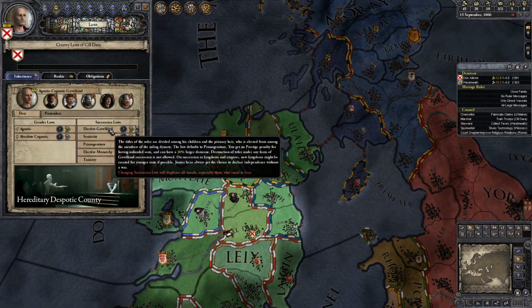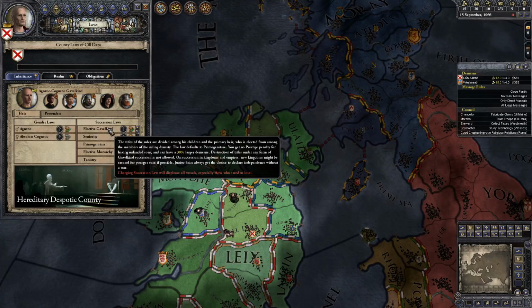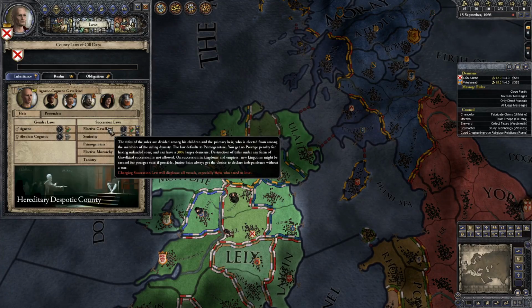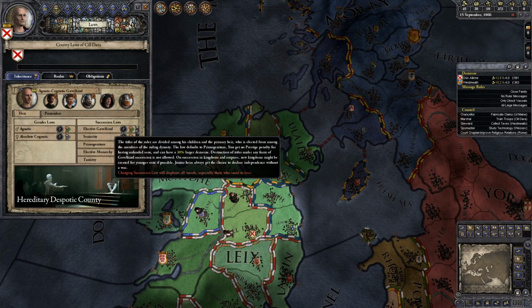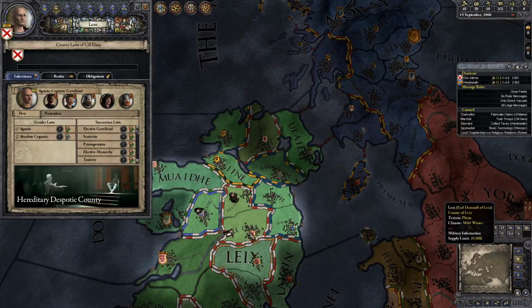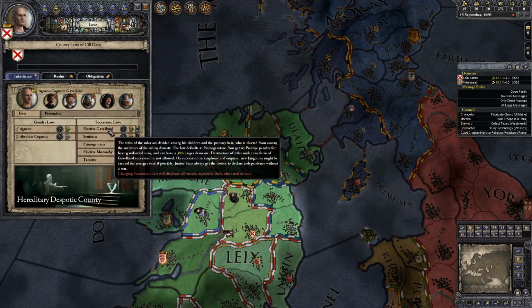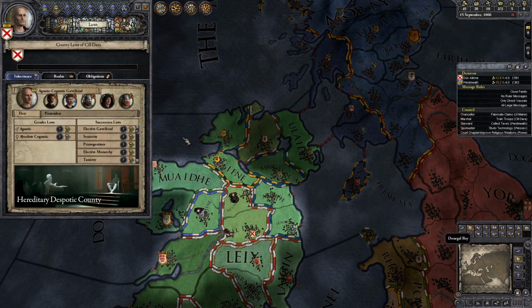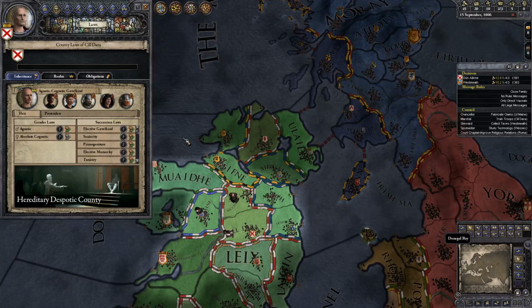We can have elective Gavelkind, where people get to vote. But this is going to change. This is going to make issues later on in the game. That's elective Gavelkind. Seniority is the oldest male votes. Which is a bit challenging.